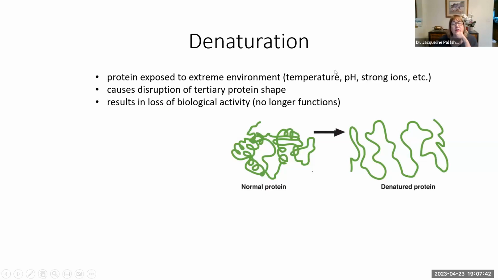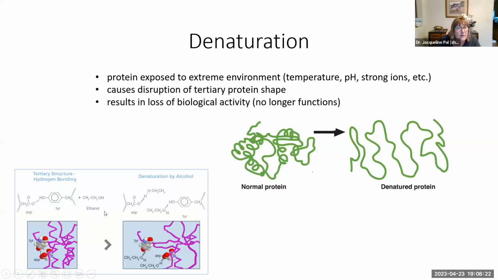Now, proteins that are exposed to the extremes of temperature, whether too hot or too low, or the extremes of pHs, whether a high pH as in an alkaline base or a low pH as acid, or really strong ions, what happens there, that can break the bonds that were formed in that tertiary or quaternary structure. And that protein is said to be denatured. And so it no longer functions. It has lost its biological activity. And this actually is quite common in real life.